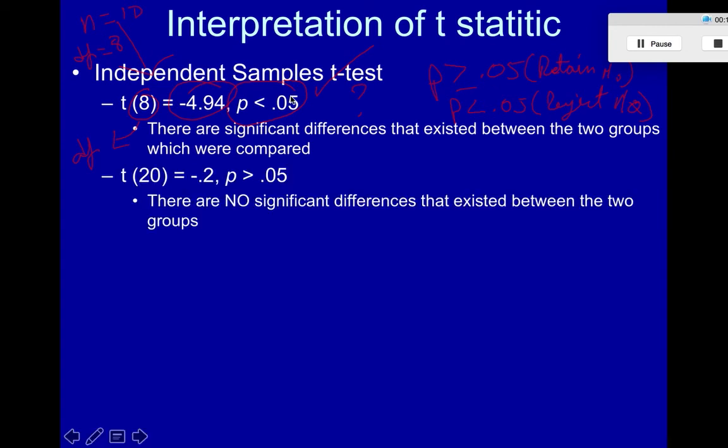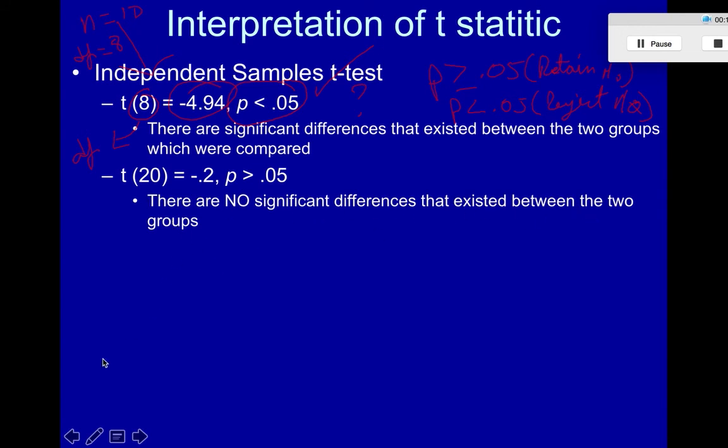Now, what happens in the case where you find something like this? It says t, open parenthesis 20, close parenthesis, equals negative 0.2, p less than 0.05. So here, the interpretation we would make, based on this standard of p greater than or equal to 0.05 or less than 0.05, is that we read the p-value that's here, and the interpretation is that there are no significant differences between the two groups.